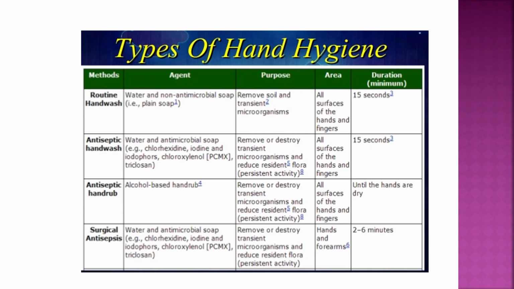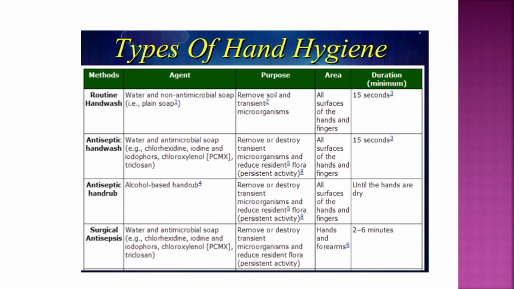Antiseptic hand wash. Here we use water and soap. Antimicrobial soap can be composed of chlorhexidine, iodine, iodophor, chloroxylenol. Then the purpose is to remove or destroy transient microorganisms and reduce resident flora. So all surfaces of the hands and fingers, and duration is 15 seconds.